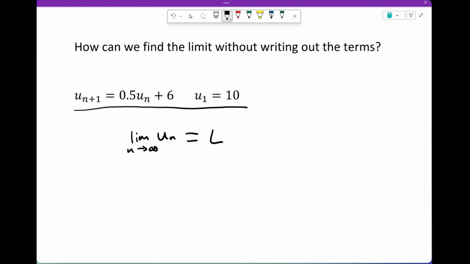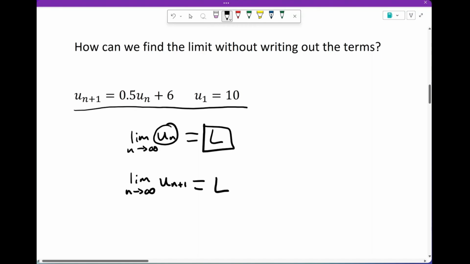Now let's also consider the limit of un plus 1 as n tends to infinity. Remember, un plus 1 is just the term after un. So if un is tending to this limit L, then un plus 1, the term afterwards, should also be tending to this same limit L. Therefore, I can say that this is also equal to L as well. And this is going to be quite handy to help us figure out what the limit of a sequence is using its recurrence relation. So let's have a go using this one here.